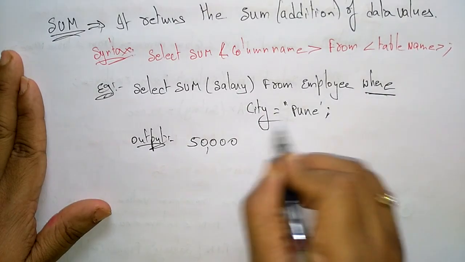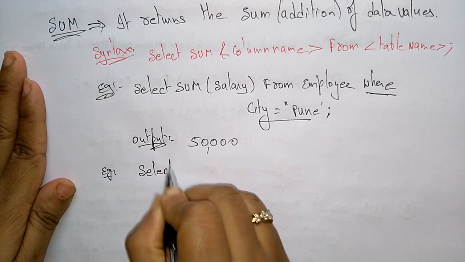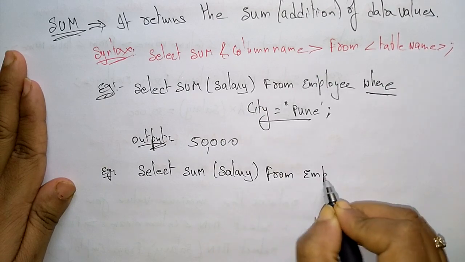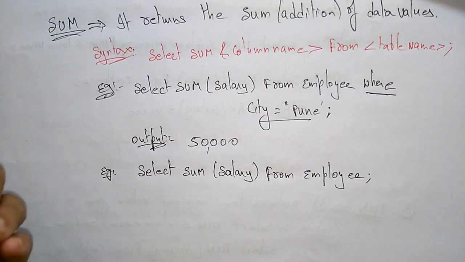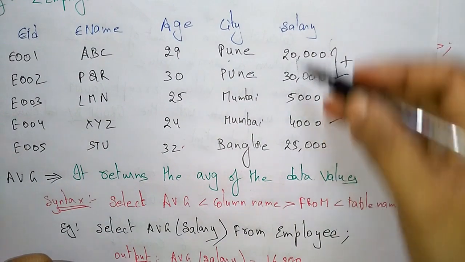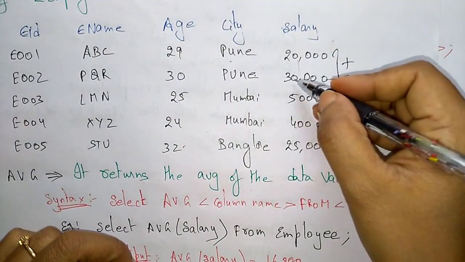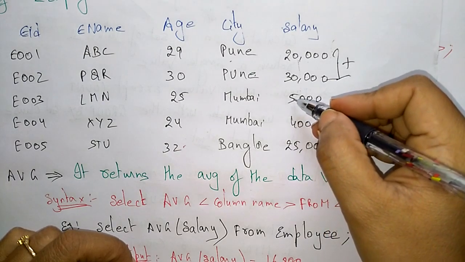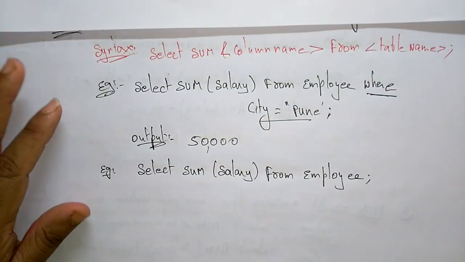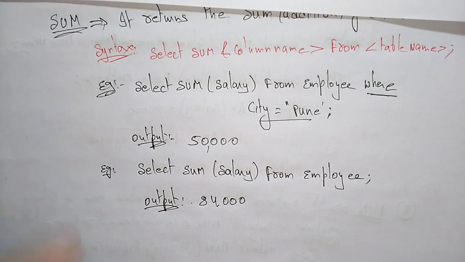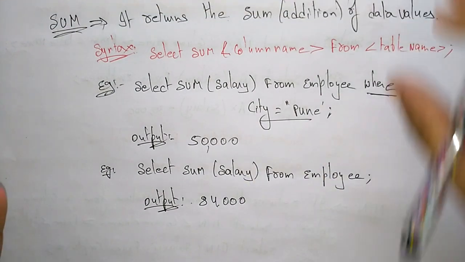50,000. Suppose you didn't mention the condition: select sum salary from employee. Just you are saying you have to calculate all the values in the salary column from employee table. Here you are not mentioning the condition where city is equal to Pune. So you have to make the sum on all these items. 20 plus 30, 50,000. 50,000 plus 25, 75,000. 75,000 plus 5, 80,000, plus 4,000 makes 84,000. So you will get the output as 84,000. Based on the user requirement, the user can access the data from the database, just selecting with the help of this aggregate function.